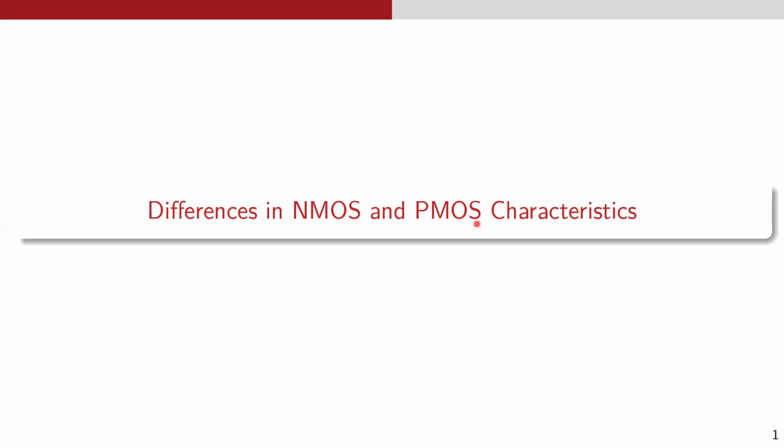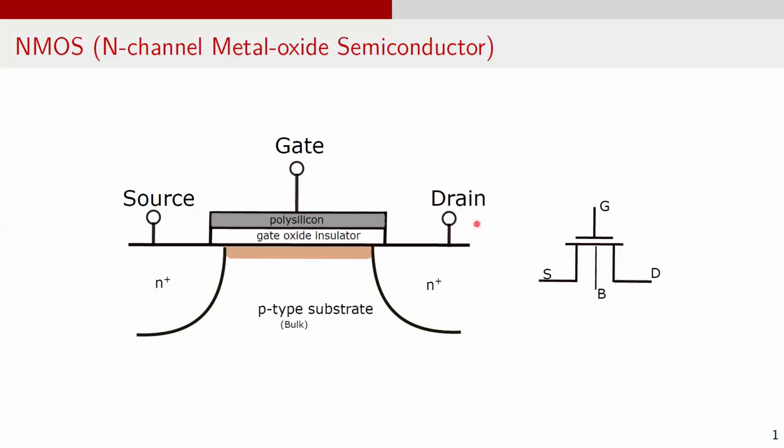Hello everyone. In this video, I'll discuss the differences in NMOS and PMOS transistors, focusing on key characteristics such as switching speed, resistance, noise margin, and power efficiency. Before diving into the characteristics, let's first understand the 2D structures for NMOS and PMOS.